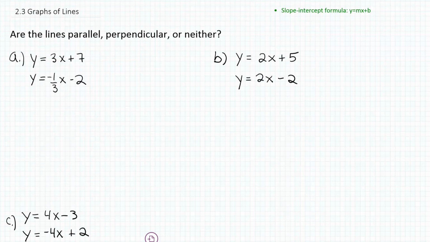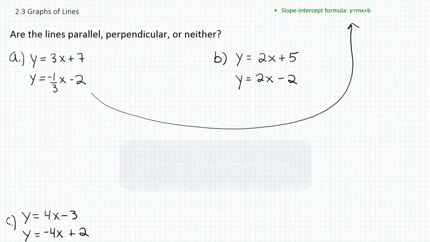Are the lines parallel, perpendicular, or neither? In example A, let's take a look at the format of the equations. They're both set into slope-intercept form, right? In other words, they both look like this equation over here on the right. They're in y equals mx plus b form.